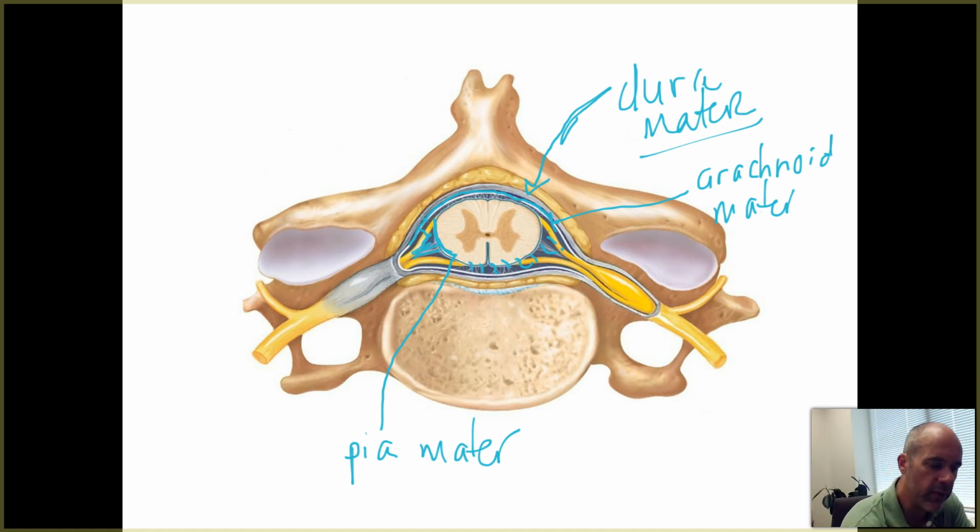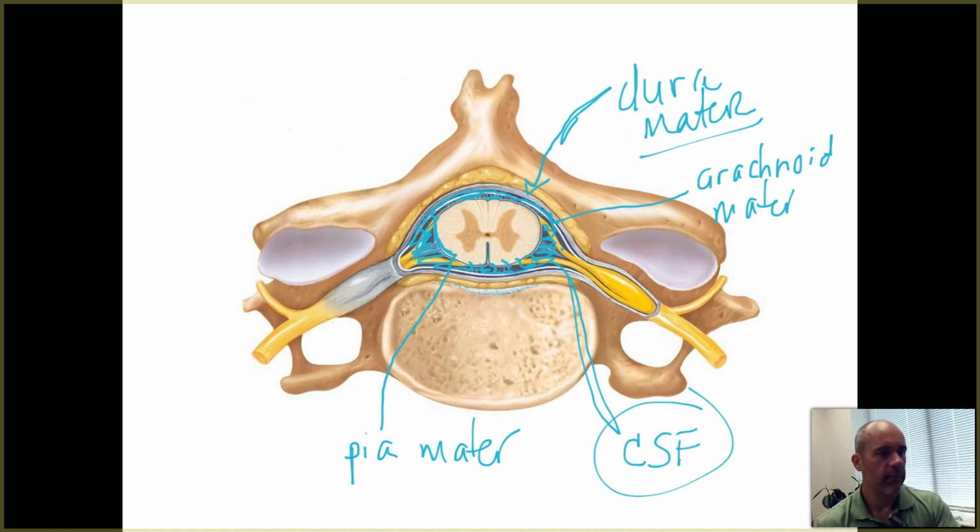And then in dark blue here, those spaces around all that webbing between the arachnoid mater and the pia mater, that is filled with cerebrospinal fluid. So you have that bathing your spinal cord as well.